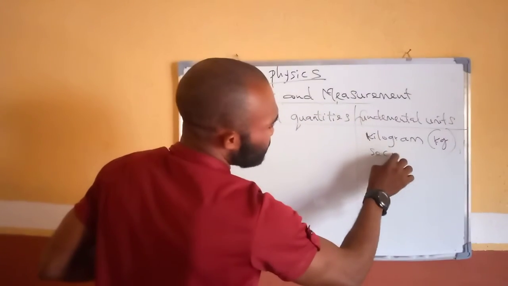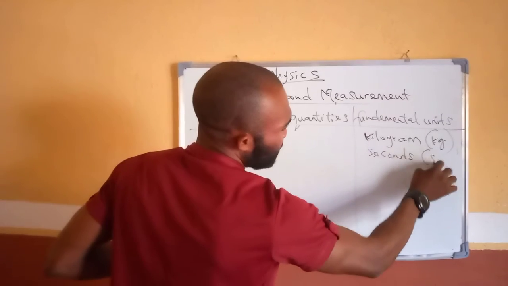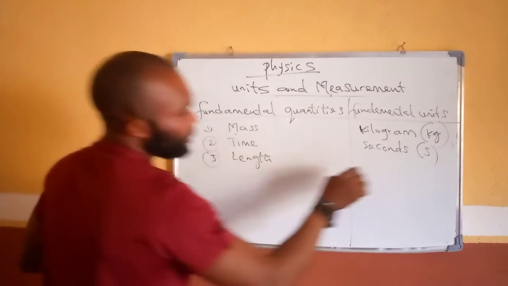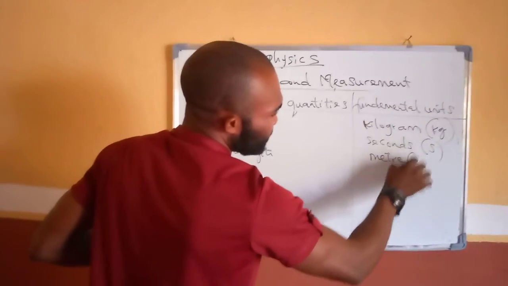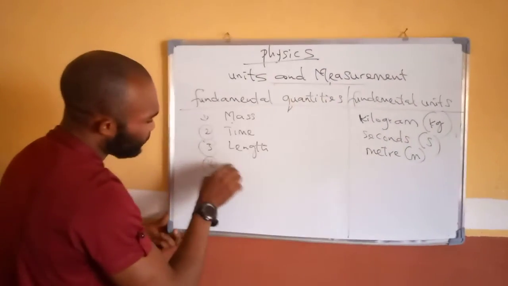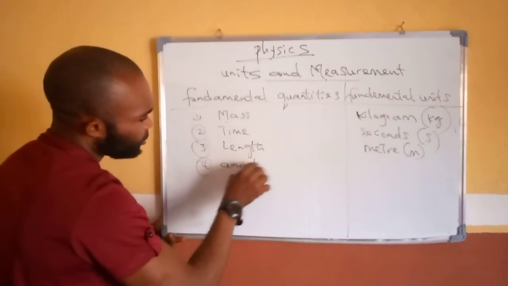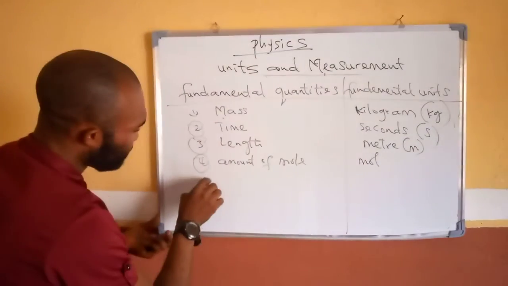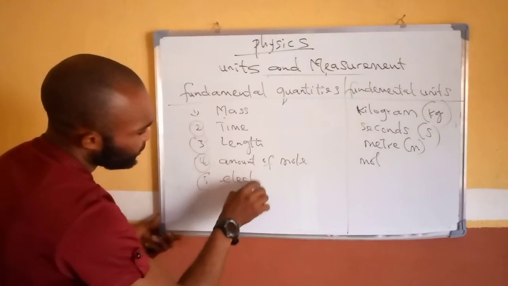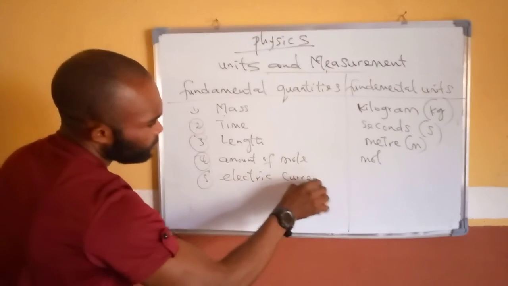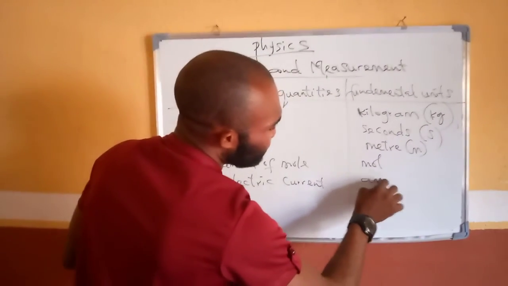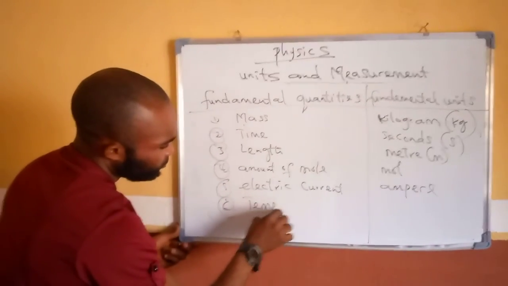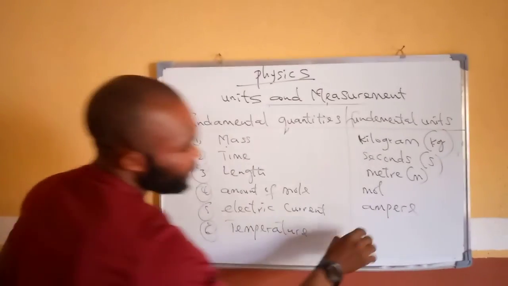Time is measured in seconds. That is s. Number 3, we have length. Length is measured in meter, which is m. Number 4, we have amount of mole, which is measured in mole. Then number 5, we have electric current, which is measured in ampere. Then lastly, we have temperature. Temperature is measured in Kelvin.